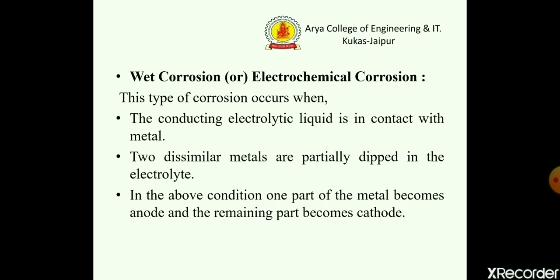And the second classification of corrosion is wet corrosion or electrochemical corrosion. This type of corrosion occurs when the first condition is that a conducting electrolyte liquid is in contact with the metal. The second condition is two different metals are partially dipped in the electrolyte. In the above condition, one part of the metal becomes anode and the remaining part becomes cathode.